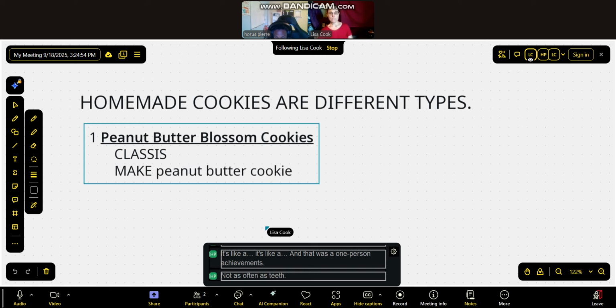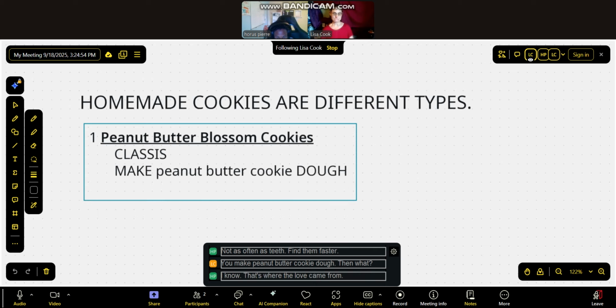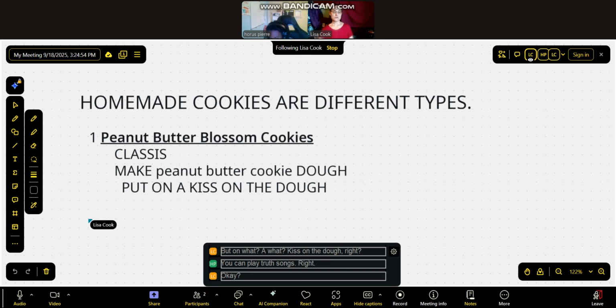You make peanut butter cookie dough. Then what? Put on what? A what? Kiss on the dough, right? Okay. So what was the second cookie? And you remember the name of the second cookie?